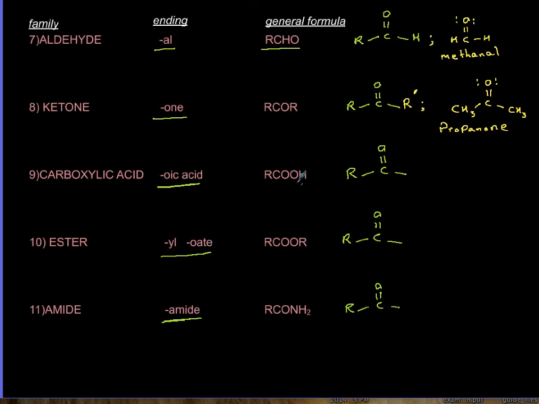Then you have carboxylic acid, R, C double bond O. This time you end in an OH. So in order for you to be an organic acid, you should be RCOOH. As an example, I give you ethanoic acid, which is your acetic acid. So if I have CH3, C double bond O, ending in OH, this is ethanoic acid, because you have 2 carbons, eth for that.